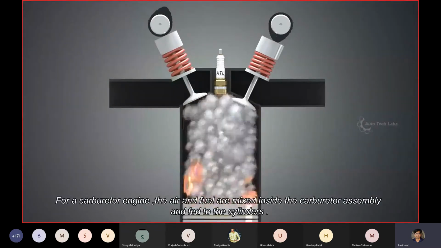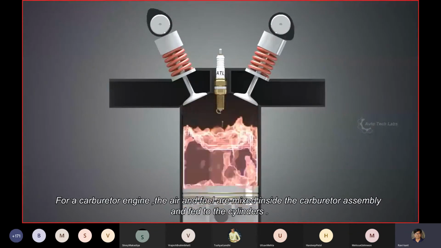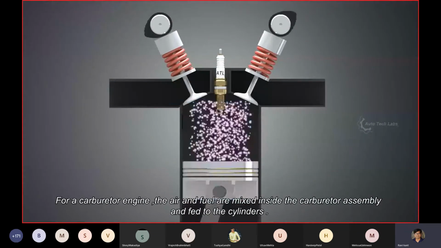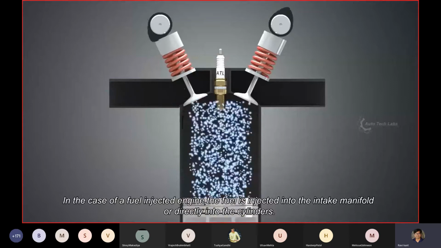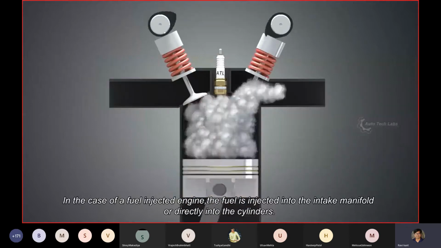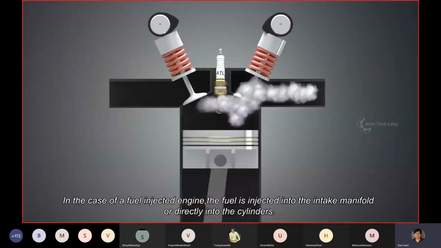For a carburetor engine, the air and fuel are mixed inside the carburetor assembly and fed to the cylinders. In the case of a fuel-injected engine, the fuel is injected into the intake manifold, or directly into the cylinders.